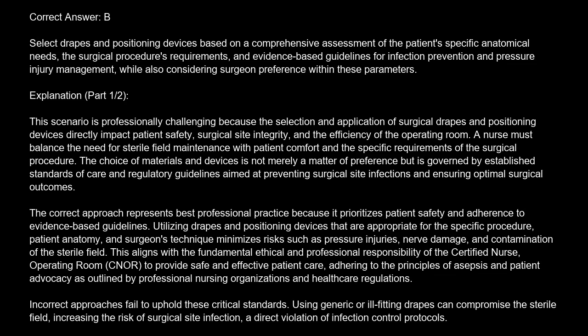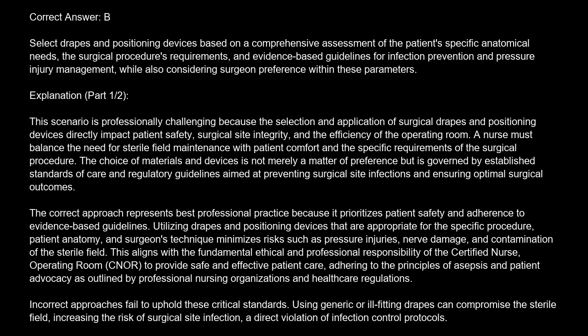The correct answer is B. Select drapes and positioning devices based on a comprehensive assessment of the patient's specific anatomical needs, the surgical procedure's requirements, and evidence-based guidelines for infection prevention and pressure injury management, while also considering surgeon preference within these parameters.